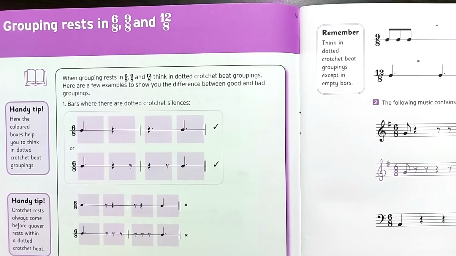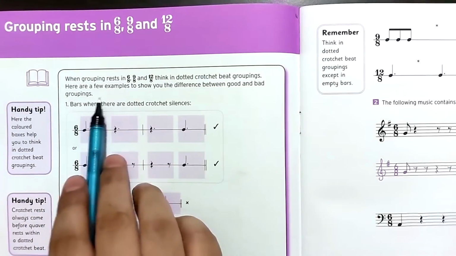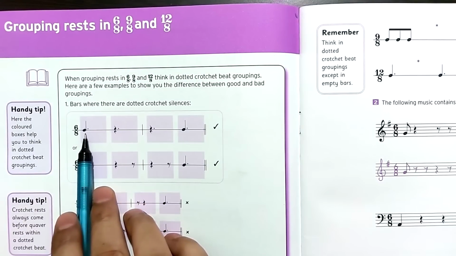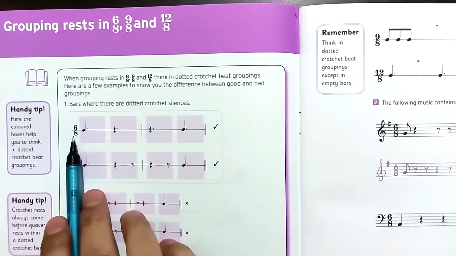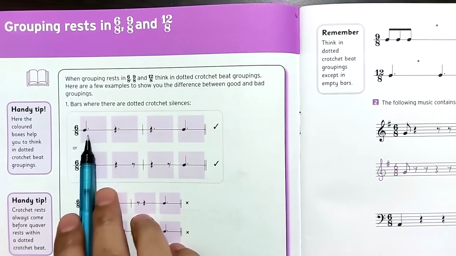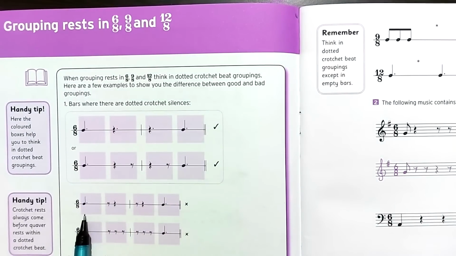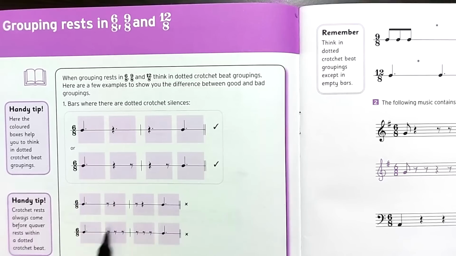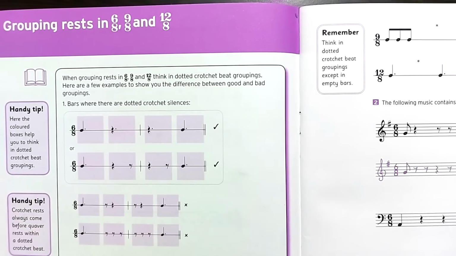I already told you in the previous lesson that whenever we're doing a compound time we have to think of the grouping in the dotted crotchet beat. The same thing applies to rests also. You can see in 6/8, this is the grouping, this is the grouping. Whenever you cross this kind of grouping, it goes wrong. You cannot write them separately, you just need to put one dotted crotchet note.